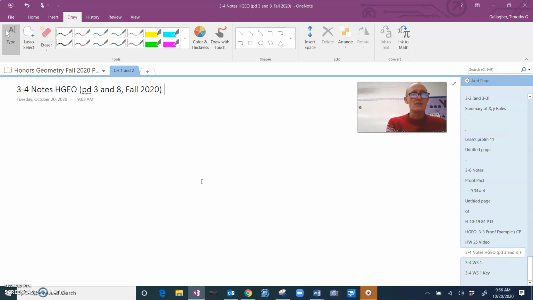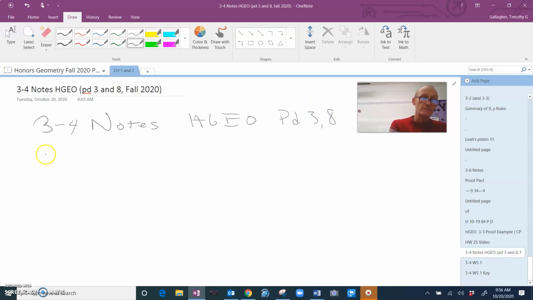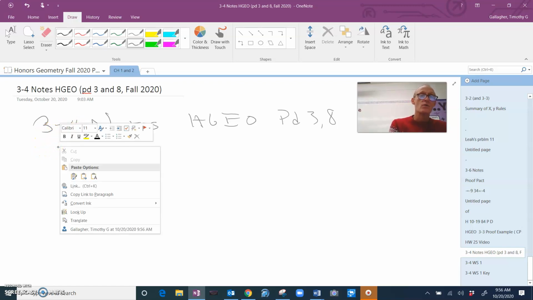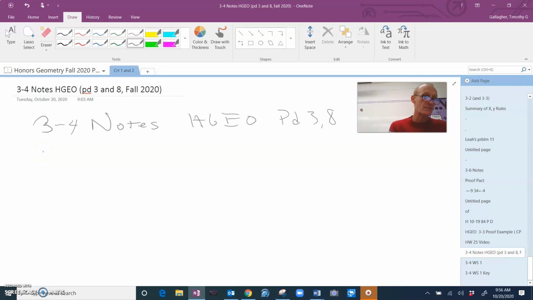So this is 3-4 notes. This is honors geometry, and this is period 3 and 8. So 3-4 notes, Chapter 3, section 4. We have three things.